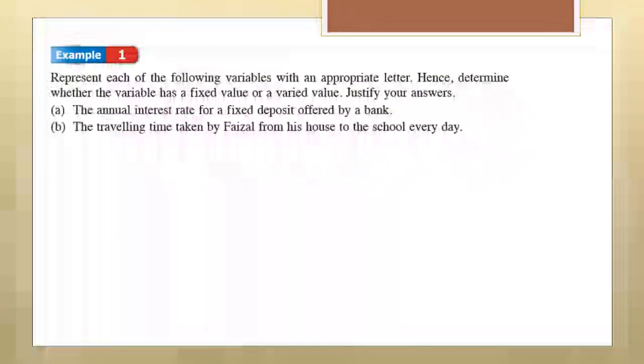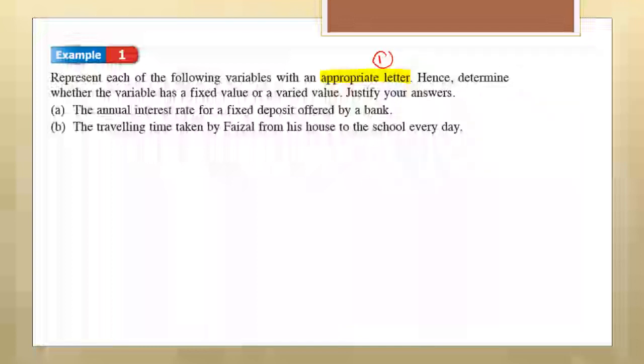Well, let's have some example here. Okay, you're going to represent the following. Alright, there are two situations here. You're going to represent the following with an appropriate letter. Letter here, which means alphabet. Alright, this is the first task that you need to know. You need to represent it with an appropriate letter.